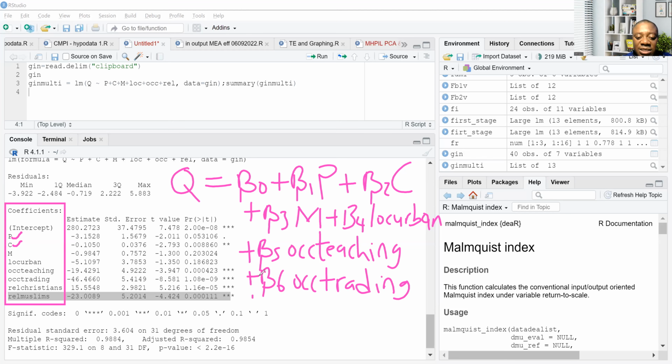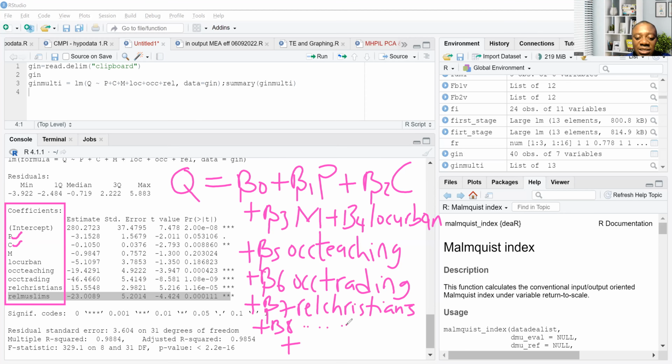Then plus beta 7. I know somebody will be saying, this is too much. Yeah, it's got to be beautifully too much. Beta 7, real Christians. So you just write it, real Christians, just as it is there. Then you do plus beta 8. My space is finishing. Real Muslims.